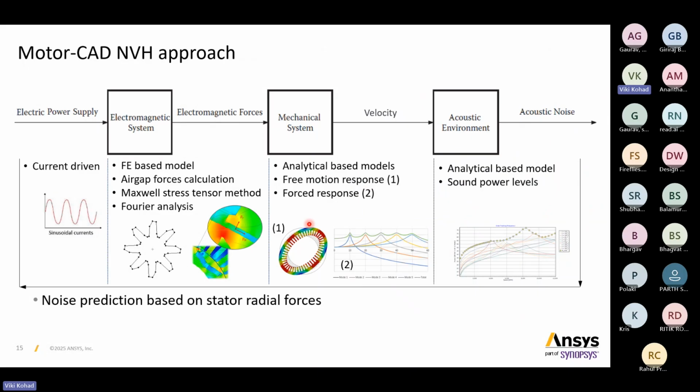Now, how does Motor-CAD do the NVH approach? First in Motor-CAD, we have to supply the electric power to our motor. So first we have to do the electromagnetic calculation. The electromagnetic calculation is done by Motor-CAD using the current driven approach. It uses the finite element analysis method, which does the calculation of the cogging torque and how the torque ripple is going to be.